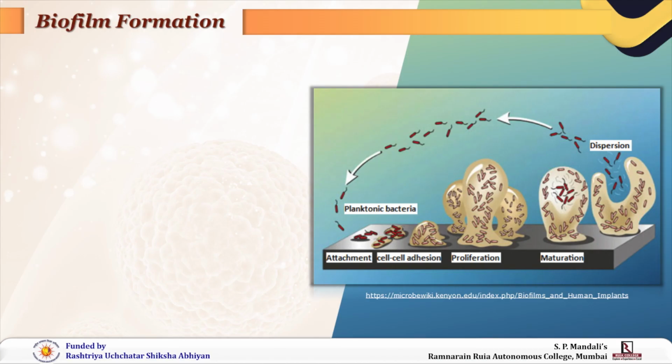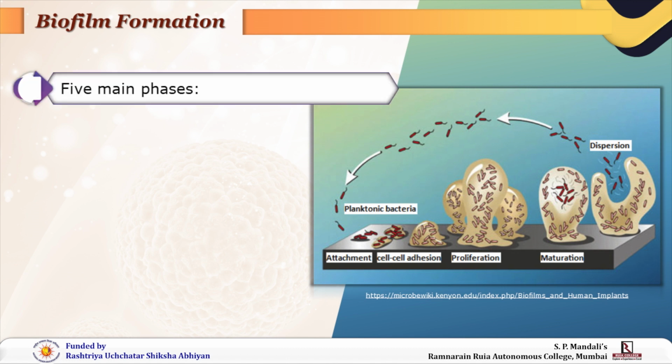Now that we know the structure of the biofilms, let us go on to find out how biofilms are actually formed, or what are the various steps that lead to the formation of a biofilm. There are 5 main phases in biofilm formation. The first phase is a reversible attachment phase, where the microorganisms just adhere on to the surface on which they are going to form the biofilm.